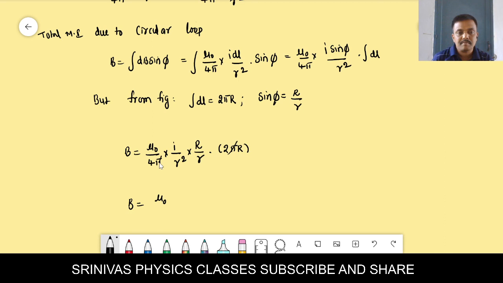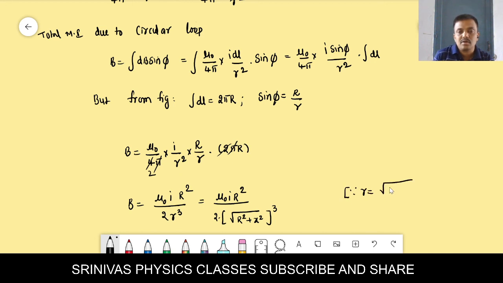Pi gets cancelled, 2 2 ja, we will get mu naught I r into r square by 2 into small r cube. But what is small r from the figure? The small r is the under root capital R square plus x square whole power 3. This is the formula for small r. Small r is equal to under root capital R square plus x square.